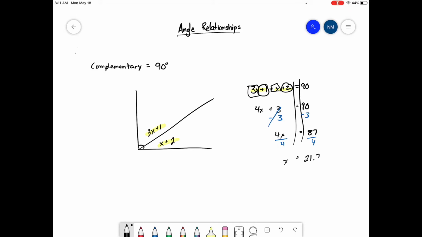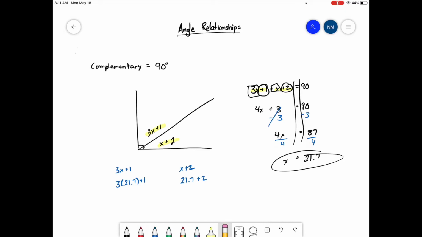21.7-ish. So once we know what x is equal to, to find the angle measures, we simply take 3x plus 1 and x plus 2, and we plug in what we got for x. So 21.7 plus 1 and 21.7 plus 2. And using that, we can find the angle measures. So that's what we do for complementary angles.